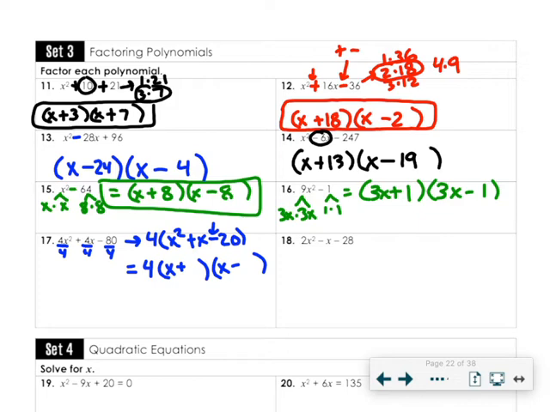And then I'm looking at the factors of 20 that are 1 apart. 5 times 4 is 20, and 5 minus 4 is 1. So I want the 5 by the plus and the 4 by the minus.